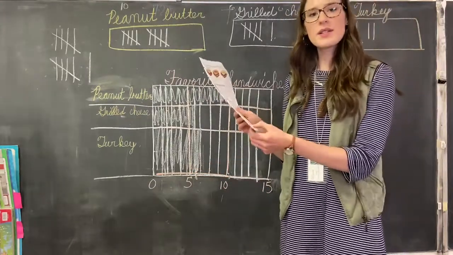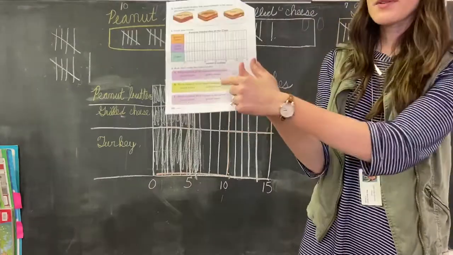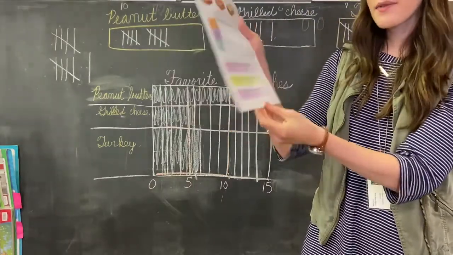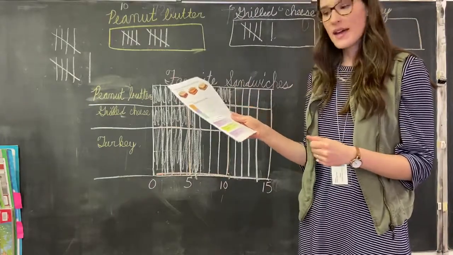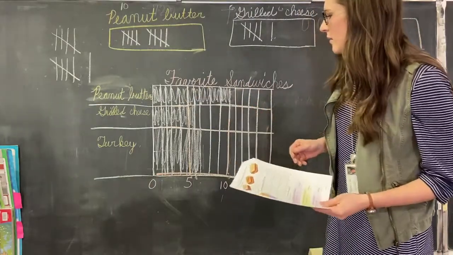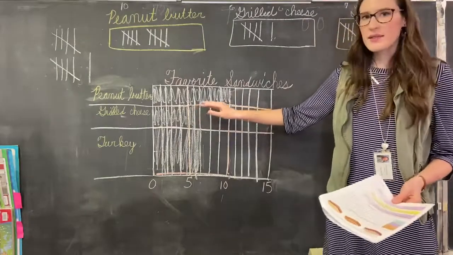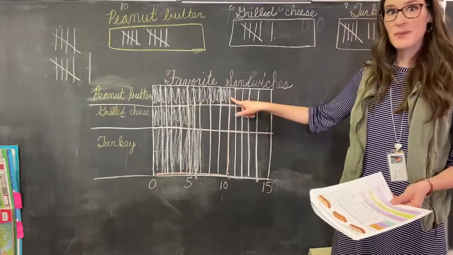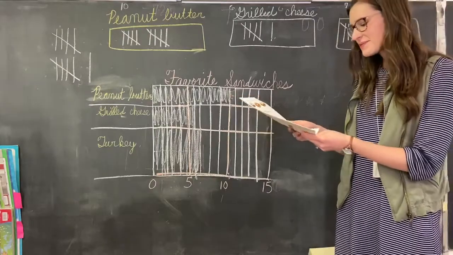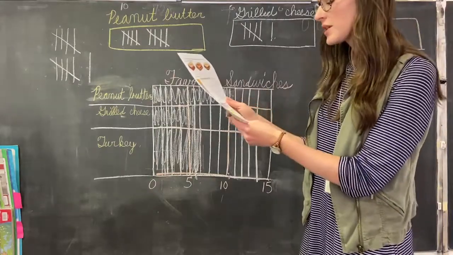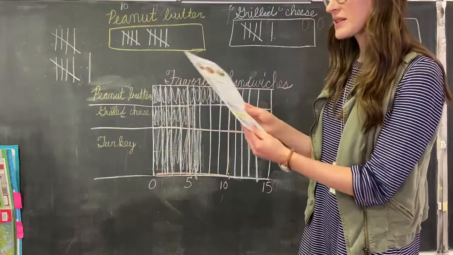Now you have some questions at the bottom of your page. Number 3, you need to answer some questions about the graph. A says, which sandwich do the students like best? So I'm going to look up here. Well, which one does it look like they like best? Which one got the most boxes colored? That's easy, peanut butter.